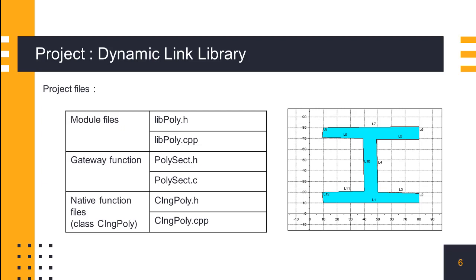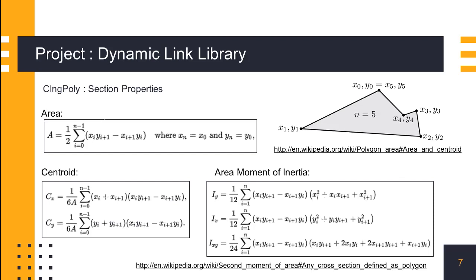We define a class named CINGPoly, which will have functions to calculate the section properties like area, center of mass and moment of inertia. Now, in our CINGPoly class, we implement these functions to calculate area, centroid, and moment of inertia of the 2D polygon. Now let's start Visual Studio and develop our polygon library.